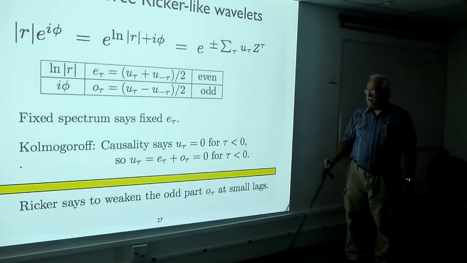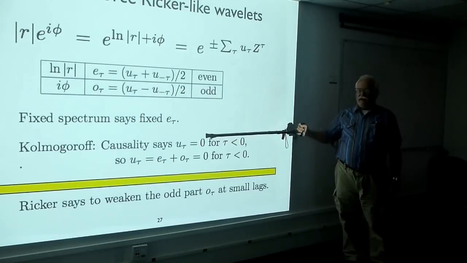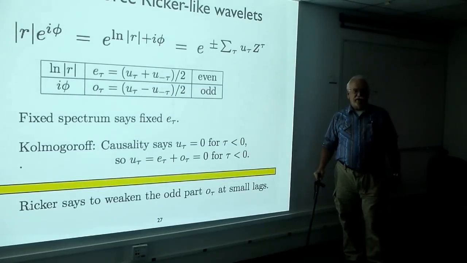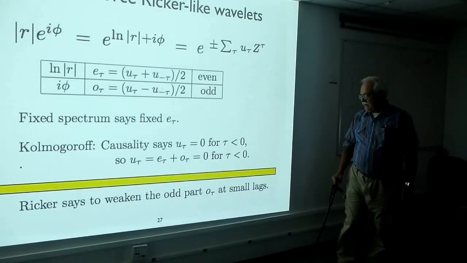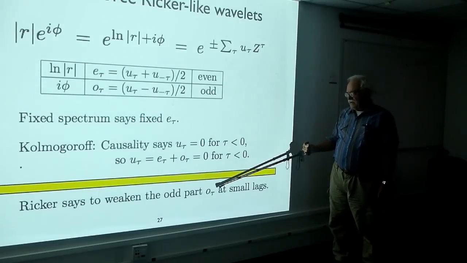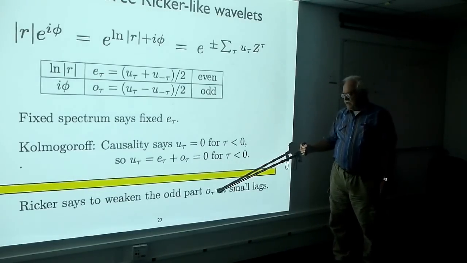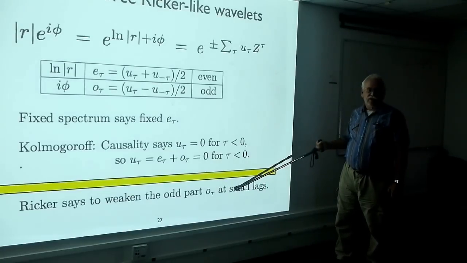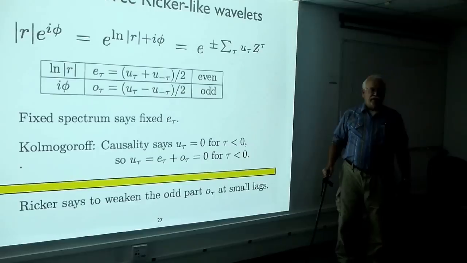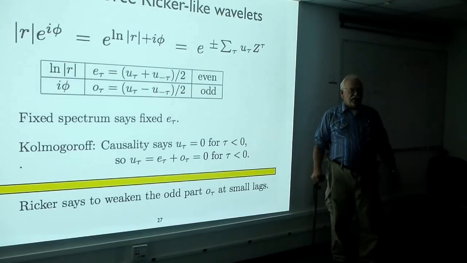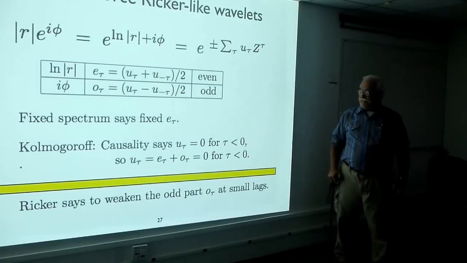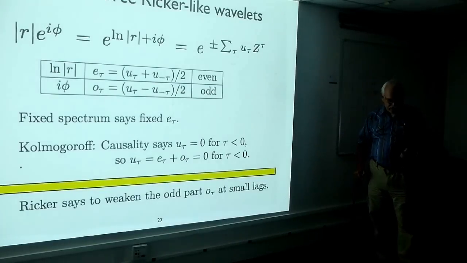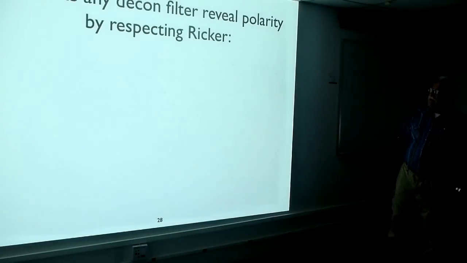What I want to do is change this a little bit. We're going to say Kolmogorov had it mostly right, but he didn't have it all right. Near the origin, we don't want causality, we want a symmetrical wavelet. So what we have to do near the origin is take the odd part and make it smaller, weaken it at small lags. I'm going to be using some kind of a sine squared weighting function that's going to end at 60 milliseconds. So there you are. That's how it all works.